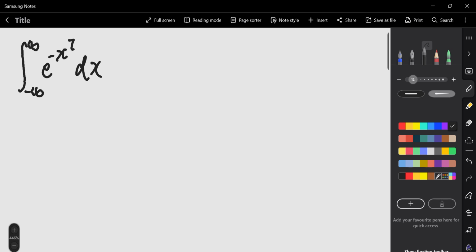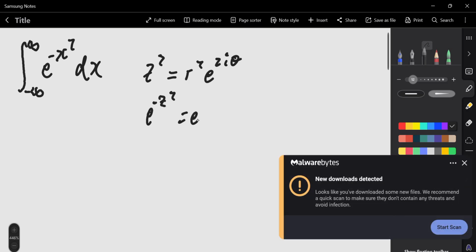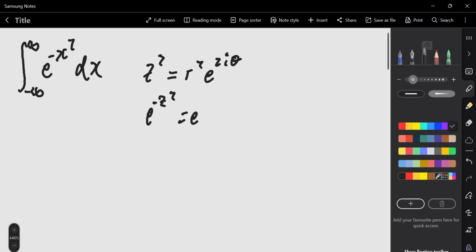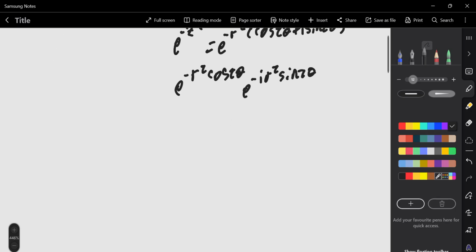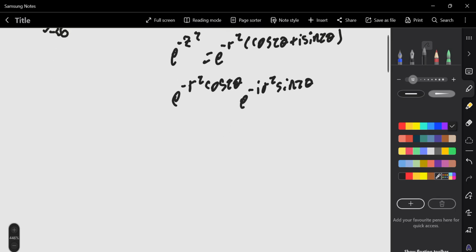So if you rewrite z as r e to the i theta, then z squared is going to be r squared e to the 2 i theta. So e to the minus z squared is going to be e to the minus r squared, cos 2 theta plus i sine 2 theta. And then you can split the e up. You're going to get e to the minus r squared cos 2 theta, e to the minus r squared sine 2 theta. And the magnitude of the cos term is cos 2 theta.